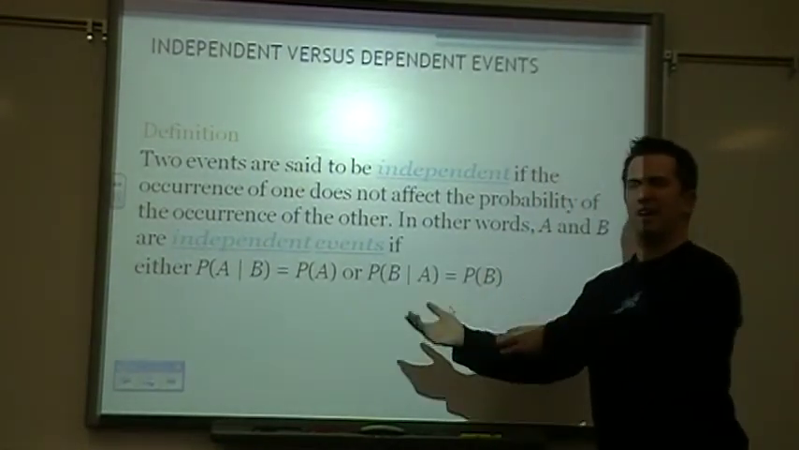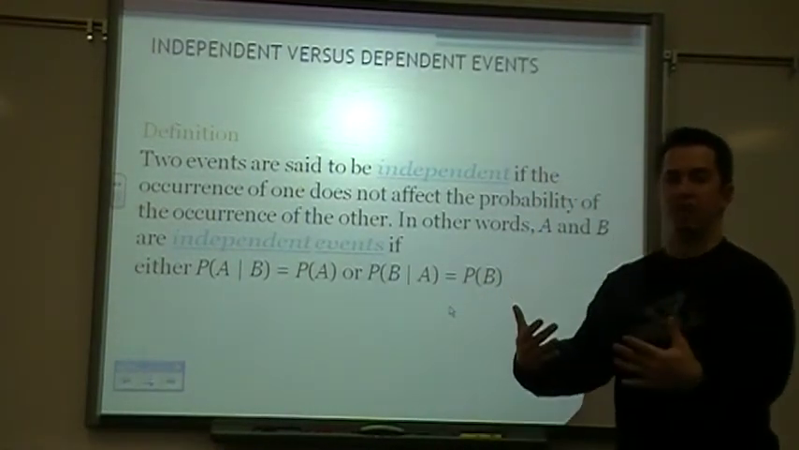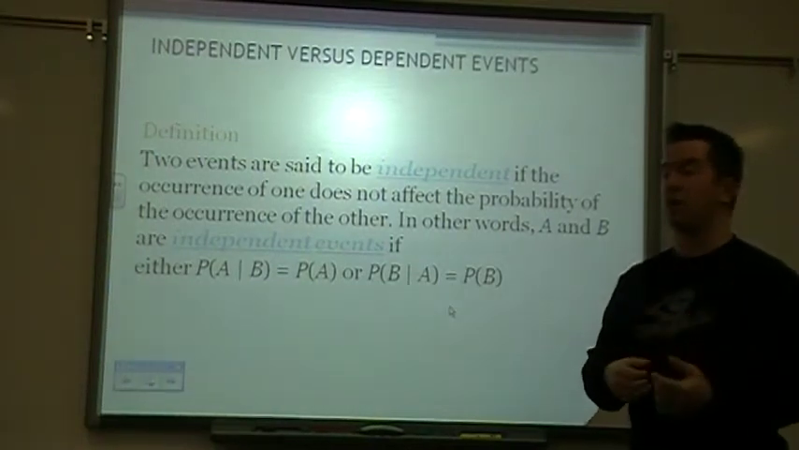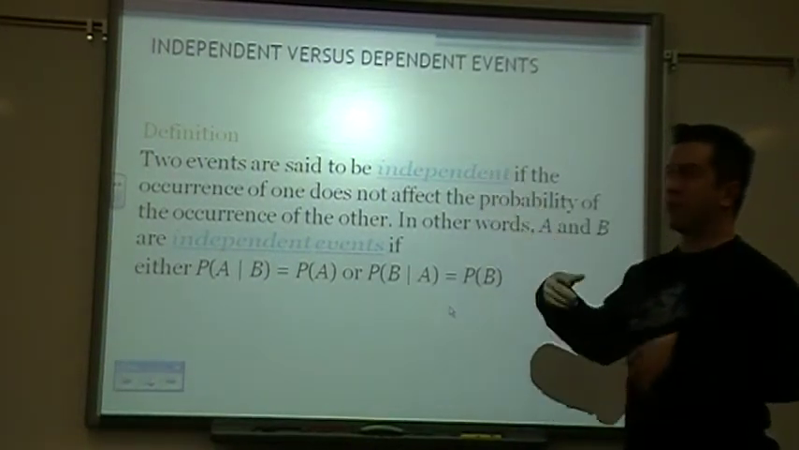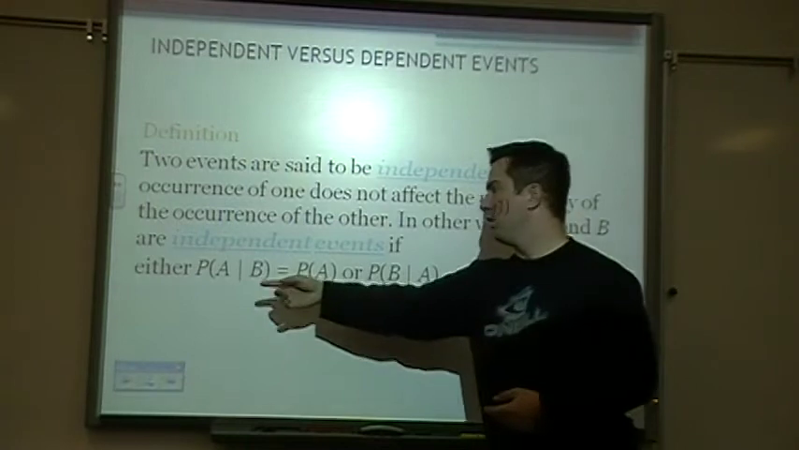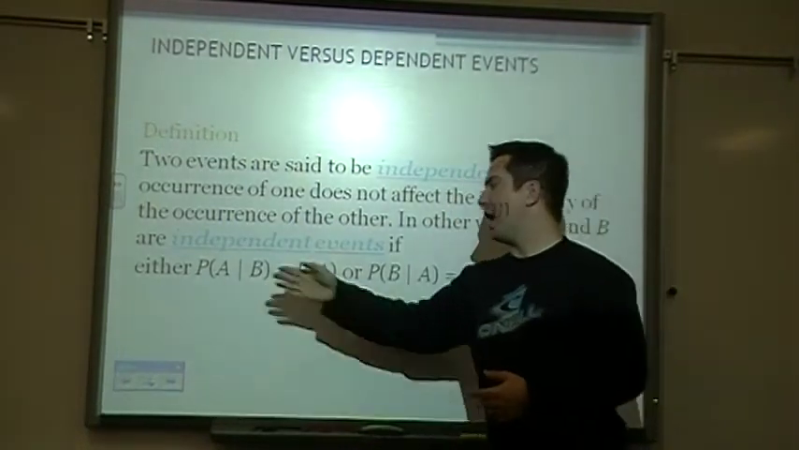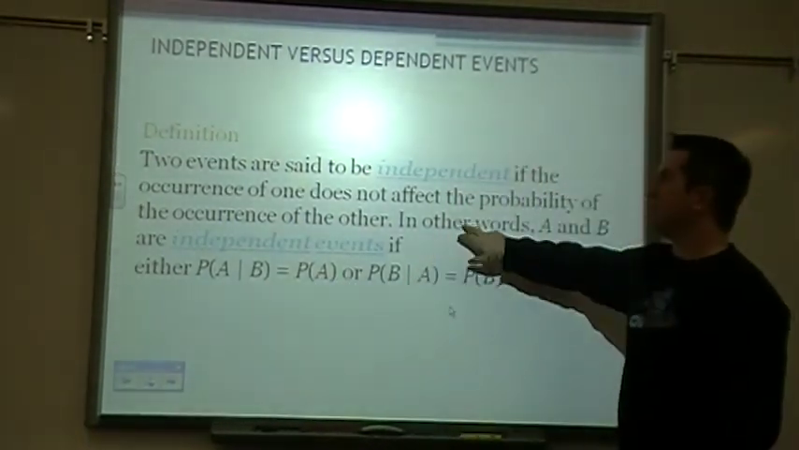Independent means they don't rely on each other. Dependent, they do rely on each other and they do affect the probability. So independent means we're going to get two probabilities that are equal. Dependent, they're not going to be equal. So let's go over an example of this.